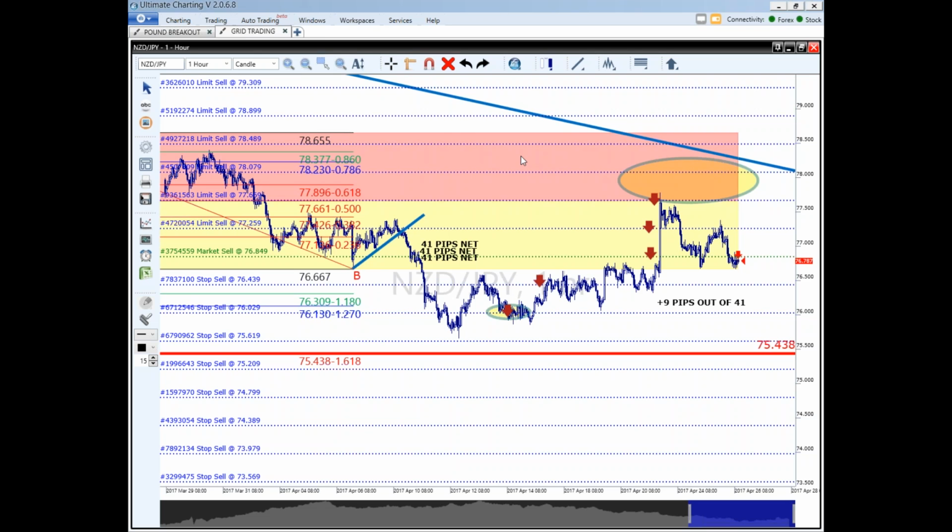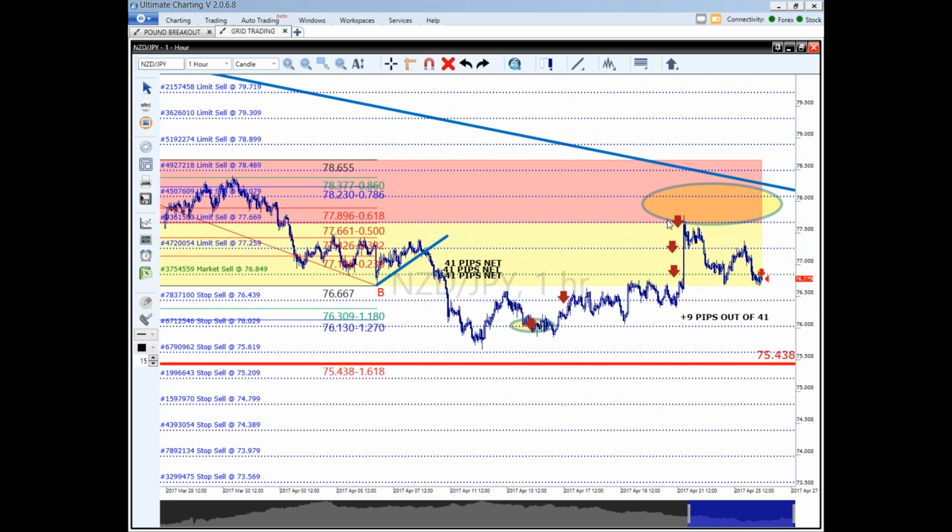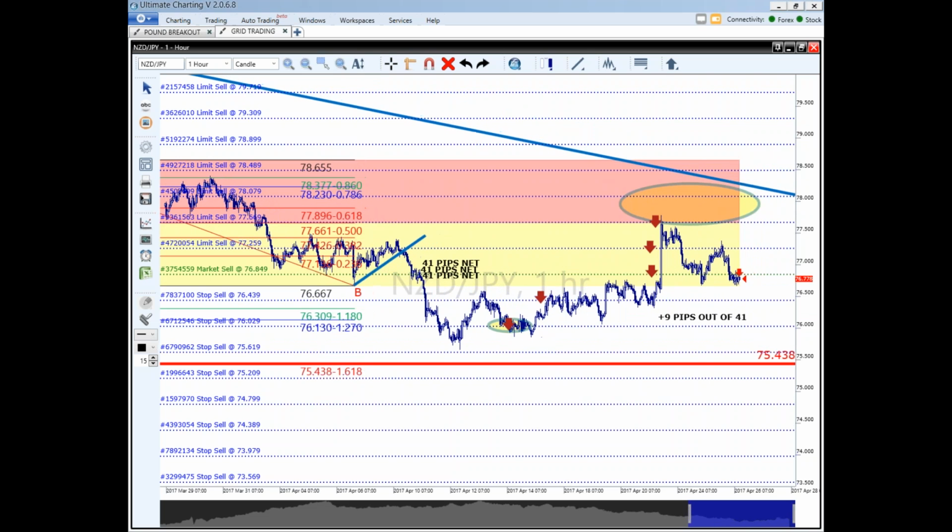Yes, sir. So that's pretty awesome in regards to looking at what the New Zealand Japanese yen can do by sizing into the market, right? Type in a Y or a yes if you like what you see so far with this currency.